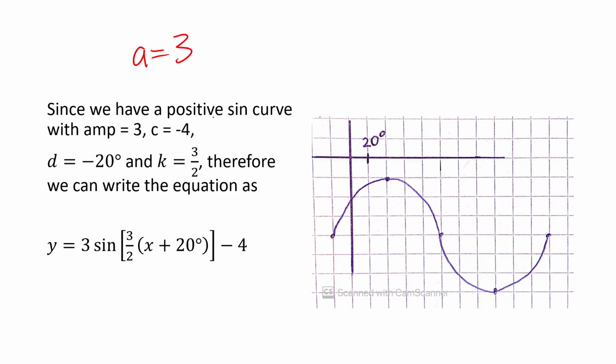So A won't always equal the amplitude. A will sometimes be the negative of the amplitude, but that will only happen if you're using a negative sine curve or negative cos curve as your parent. If you're using a positive sine curve or positive cos curve as your parent, A will just equal whatever the amplitude is. So we can say that y, we said our parent function was sine x, so that's why we have that. So y is equal to a sine k x minus d plus c.